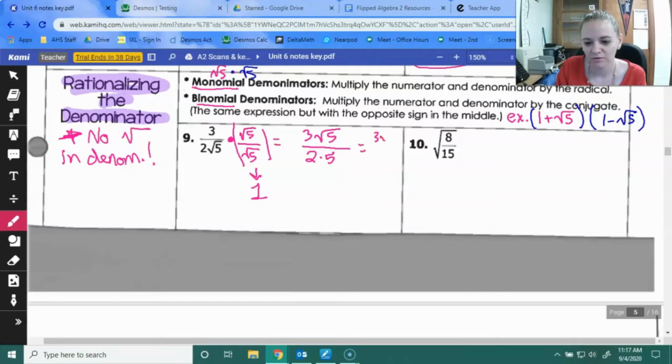So 3 radical 5 over 10. And then from there, just make sure 3 and 10 don't reduce, and no, they do not. So that is the answer. Okay? All right.